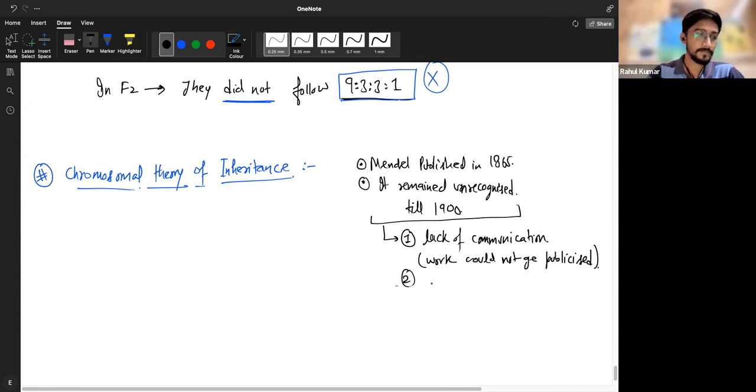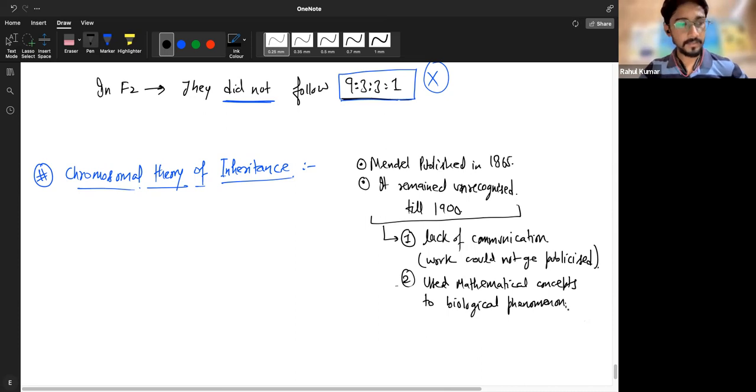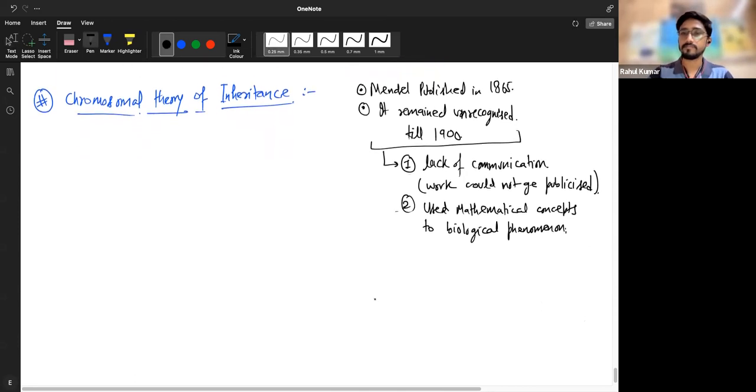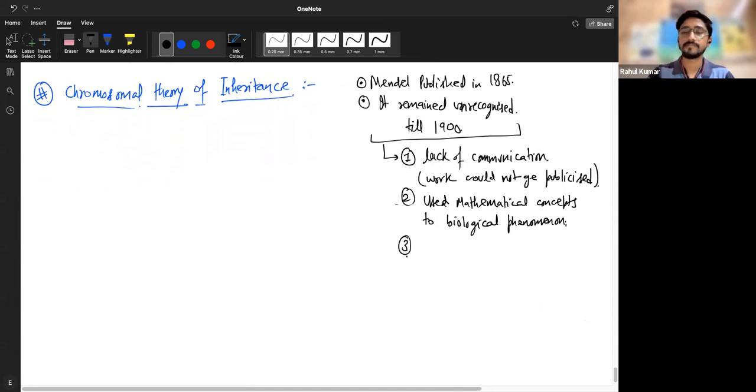Second thing was, as you said, Mendel used concepts of mathematics to explain biological phenomena, which was totally new and unacceptable to many biologists of that time. Make sense? Zed? Yes, make sense.